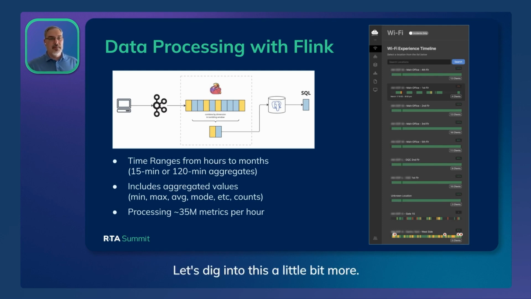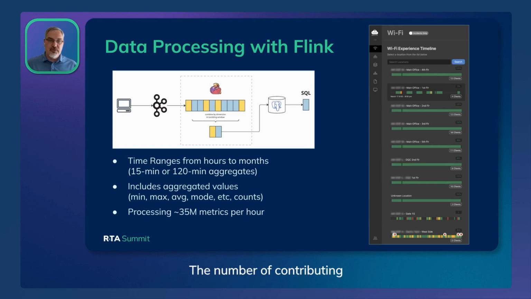Let's dig into this a little bit more. Since our solutions continually monitor the network, there's a continuous stream of incoming data that we need to deal with. We have Kafka streams in place that receive data from our agents, and we have Apache Flink jobs that produce these summarized records. There's something like 35 million metrics per hour that we're processing and loading into relational databases, in this case, Postgres. And as I mentioned before, by pre-processing or summarizing these metrics, we can ensure predictable performance.